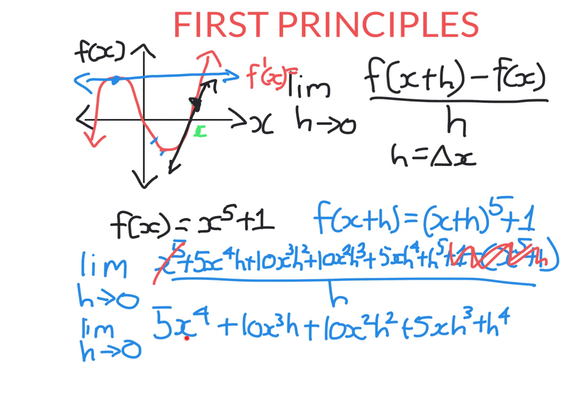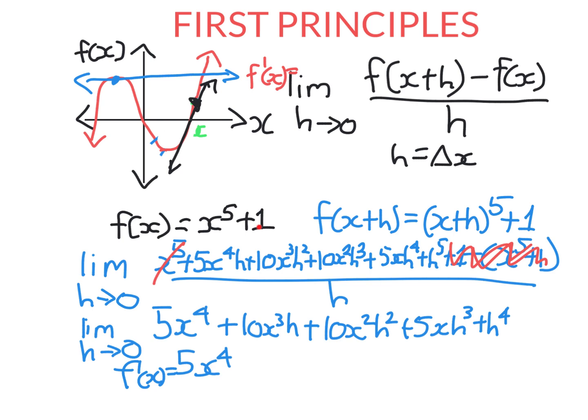Now remember, x doesn't depend on h, so we leave all the x's alone. So we end up just with 5x to the power of 4. The other terms will become 0, 0, 0, 0. It's just 5x to the power of 4. So the gradient of this function is 5x to the power of 4. That's f dash of x. So we can substitute into this any x value to find the gradient of the tangent at that point.